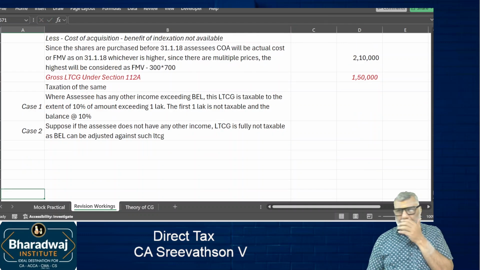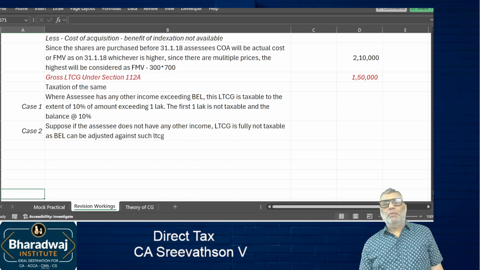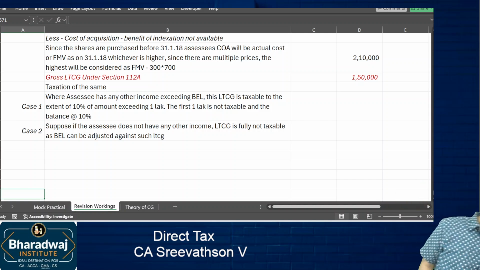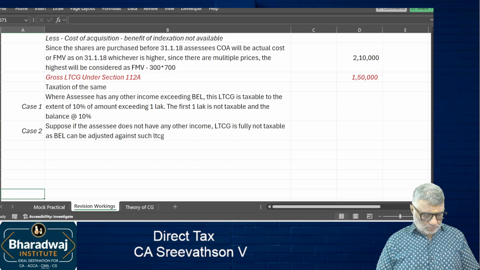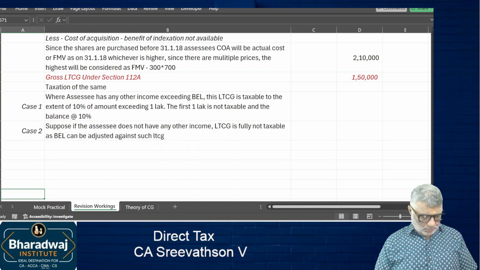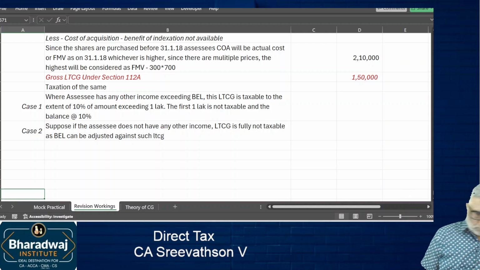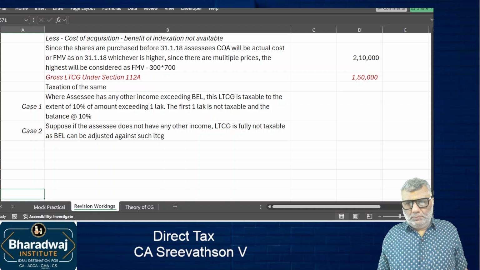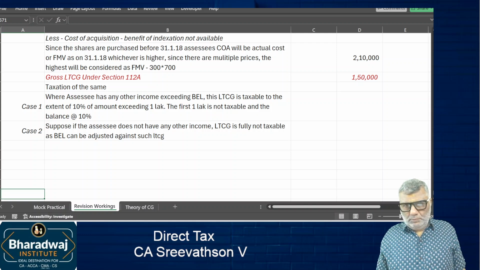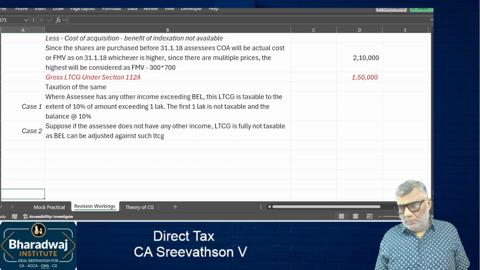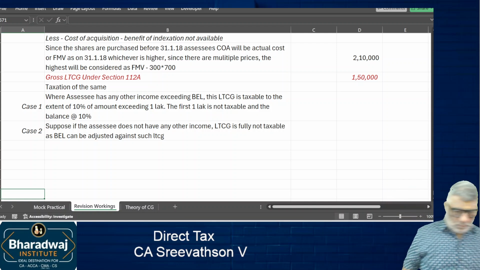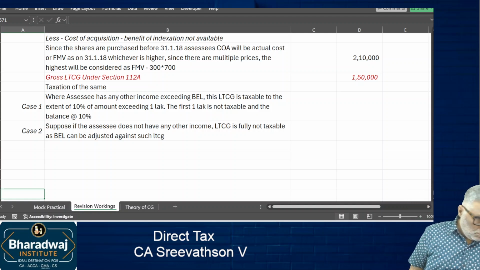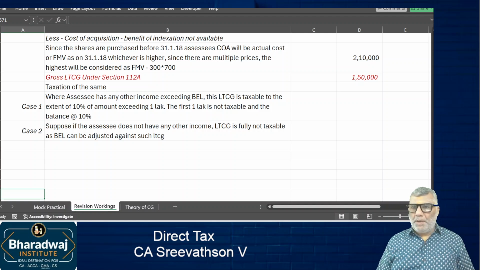The basic exemption limit can be adjusted, so that will be taxed if it is not available. Pakka clear?